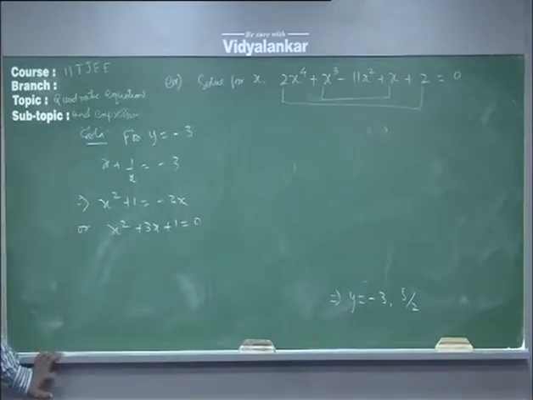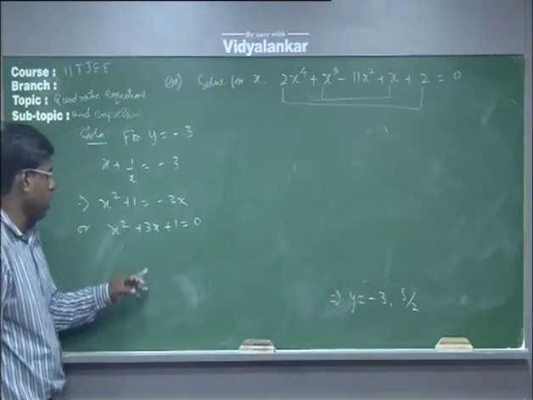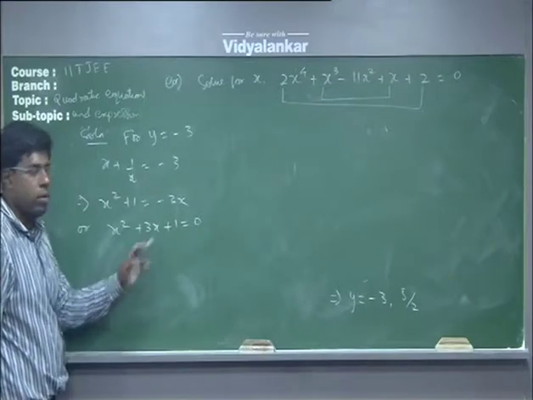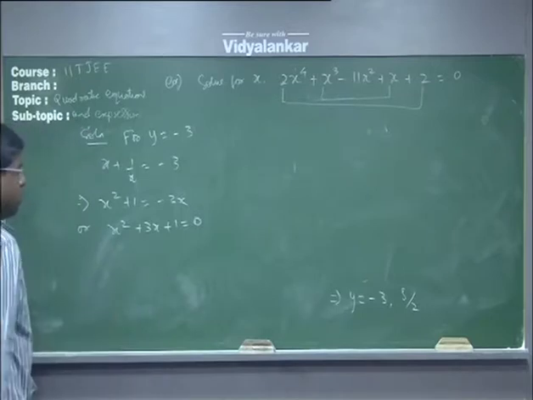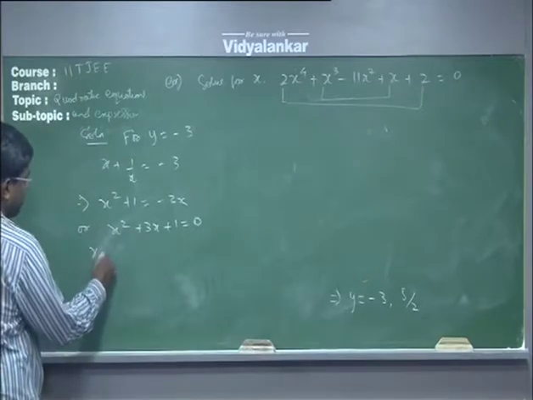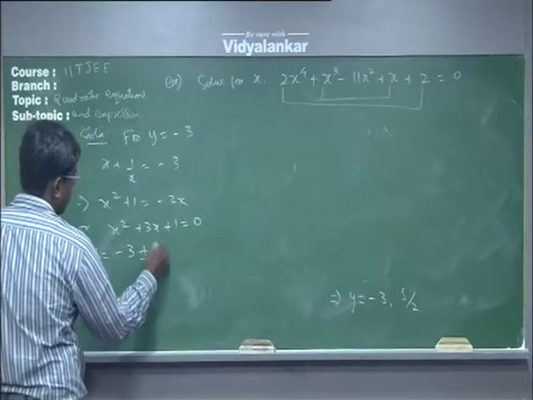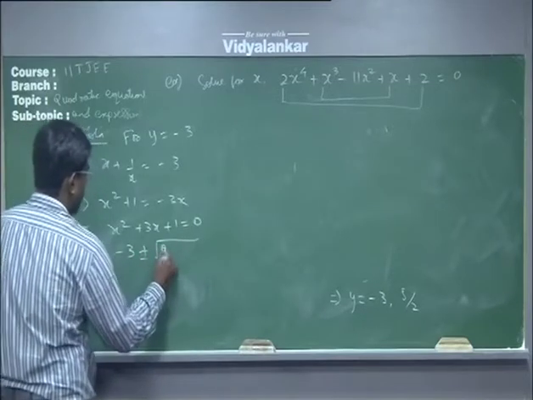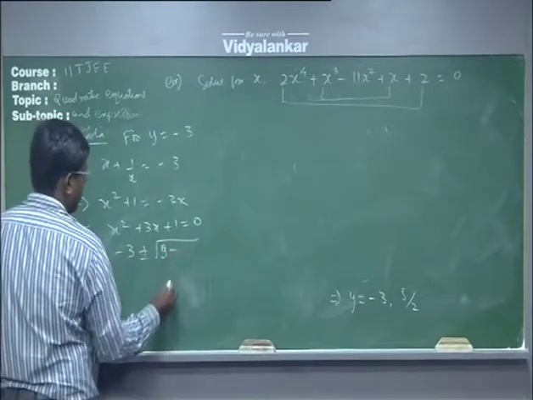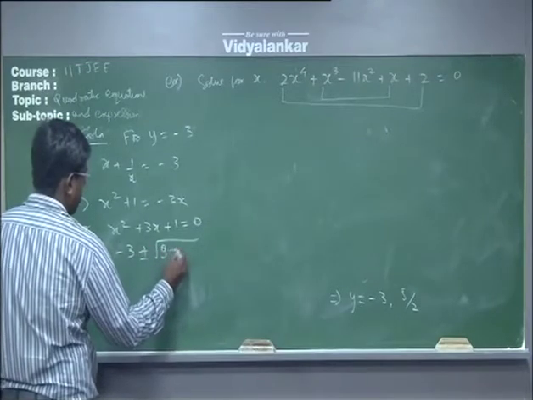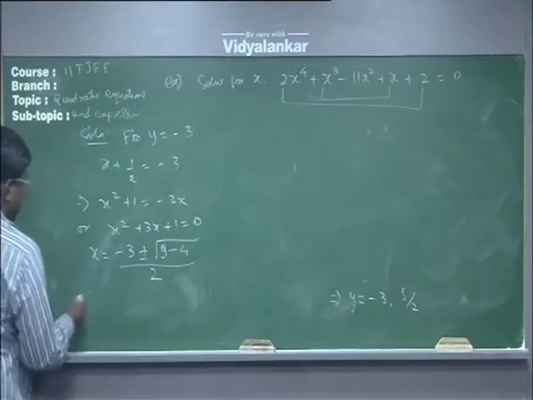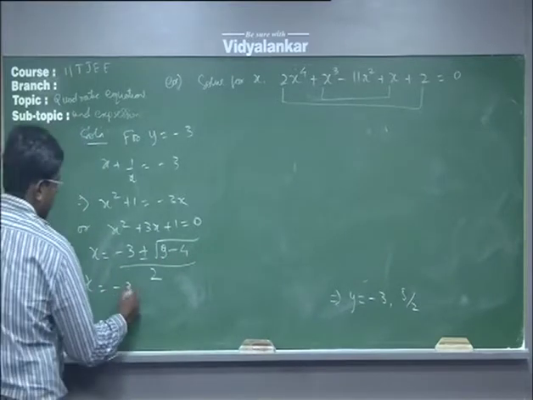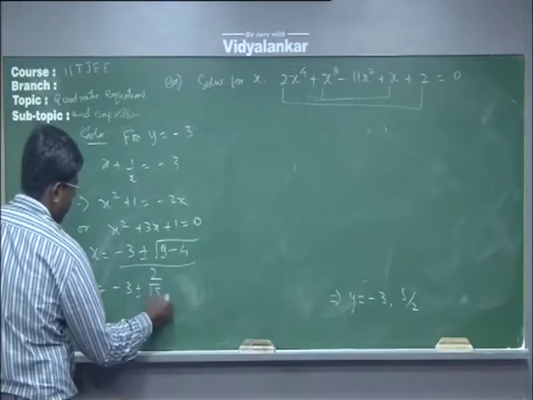So this is now a second degree equation in x, or a quadratic equation in x. We can use either the quadratic formula or the midterm factorization to solve this equation. If we use the quadratic formula, we get x is equal to minus 3 plus minus under root b square, which will be 9, minus of 4, divided by 2a. So x is equal to minus 3 plus minus root 5 divided by 2.